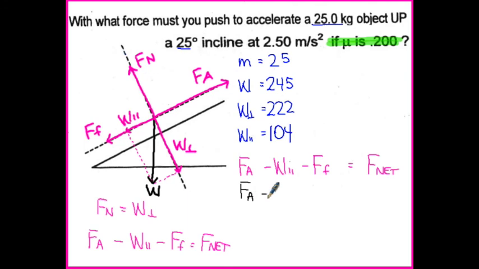I'm looking for the applied force. I know my weight parallel from my chart. Friction force is mu times the normal. I'm given mu. My normal force is the same as weight perpendicular, 222. The net force, F equals ma. My mass is 25. The acceleration of the object is 2.5. So at this point, it's just a math problem. Pause the video, solve it, and then see if we agree.